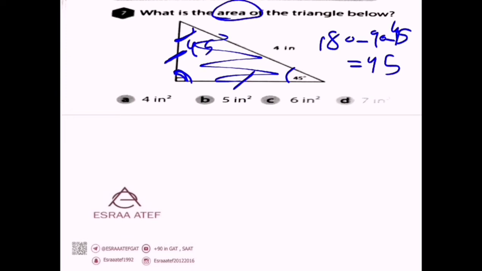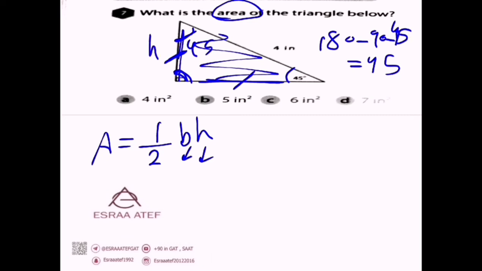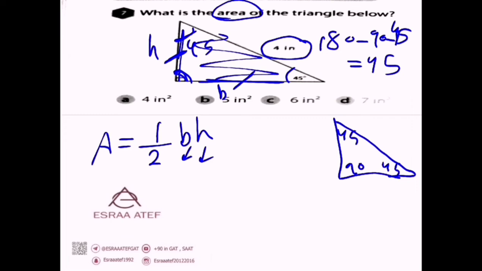To get the area, the rule of it equals half BH. B is for base and H for the height. B, which is here, and H, which is here. Okay, so how can we get it? Here I have 4, and I have a rule for the common triangles, which are 45, 90, and 45. We will put it in the rules PDF, okay?